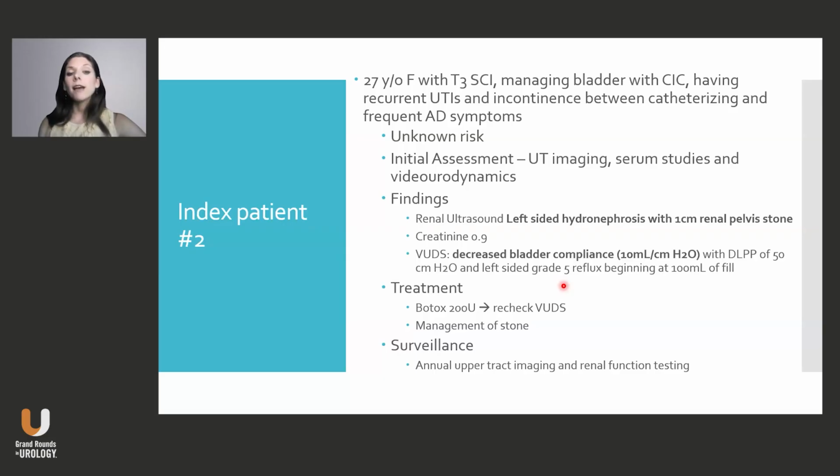Now, if we were to do her Botox and then recheck her video urodynamics later, and then find that she, in fact, still has decreased compliance, at that point, we have to have this discussion with her about whether it makes sense to further escalate her Botox treatment, which can be a little bit, depending on who you talk to, some people are more comfortable doing higher doses of Botox, some people are more comfortable moving straight into surgery options with her versus continuing to monitor.